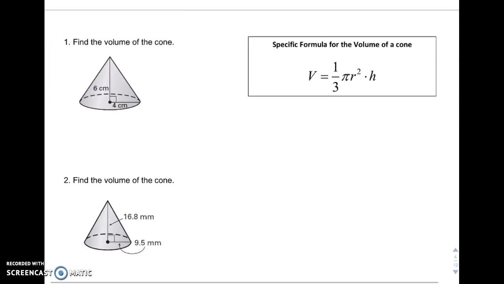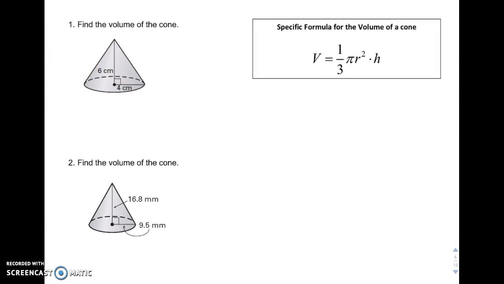We'll move on to volume then for a cone. Cone follows that same pattern. You'll recognize the pi r squared times h. This is the volume of the cylinder. And then we have a 1/3 out front. This 1/3 is how much a cone, the volume of the cone, compares to the volume of the cylinder.